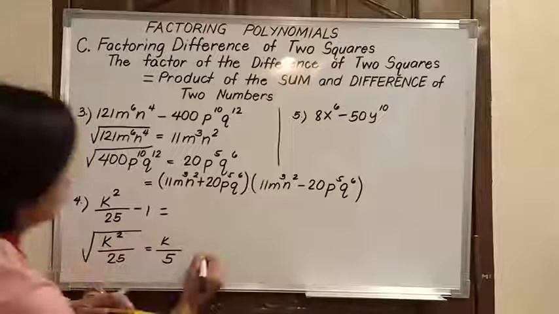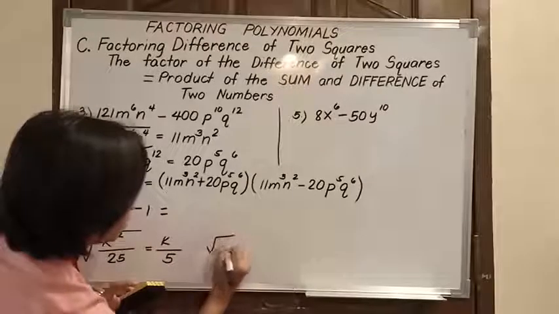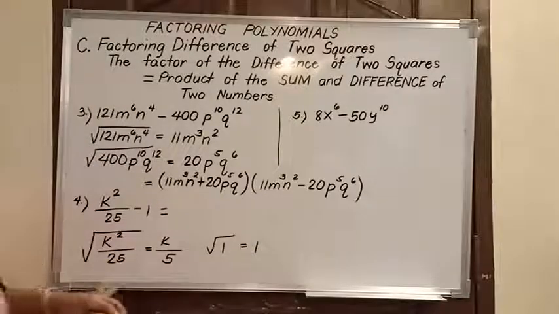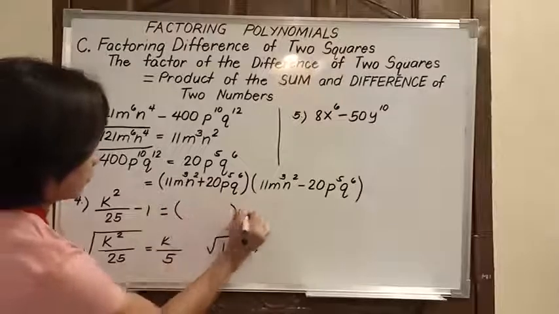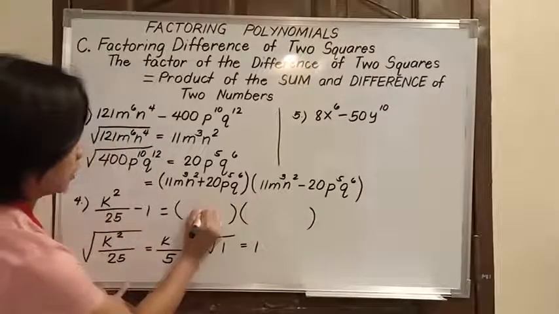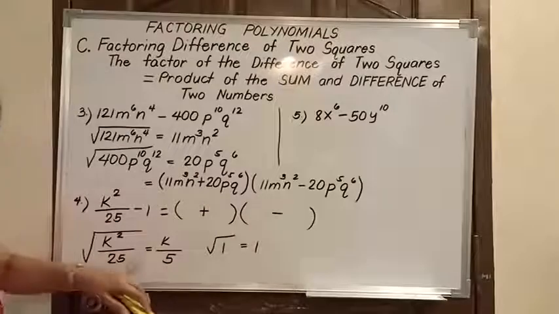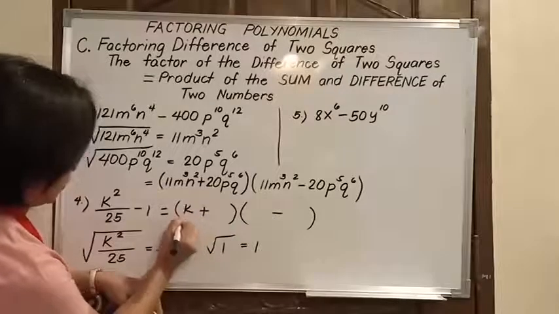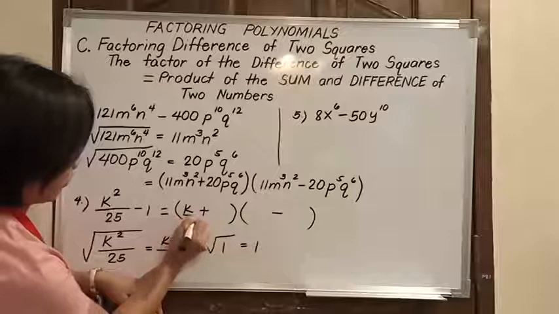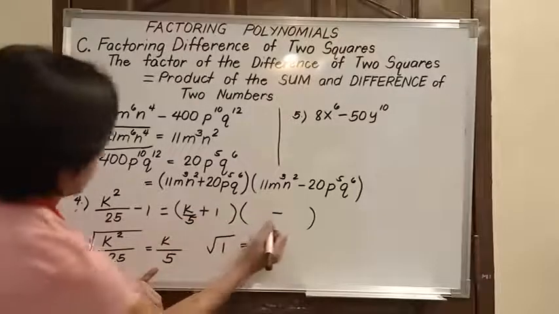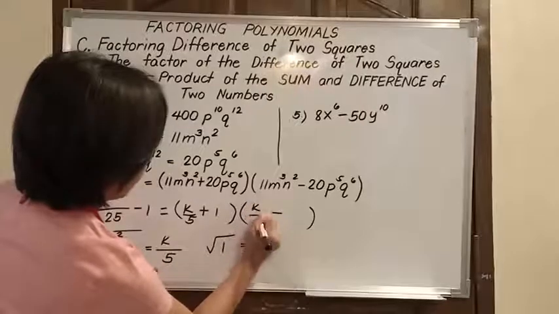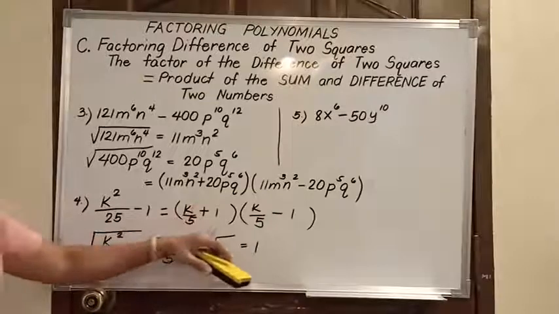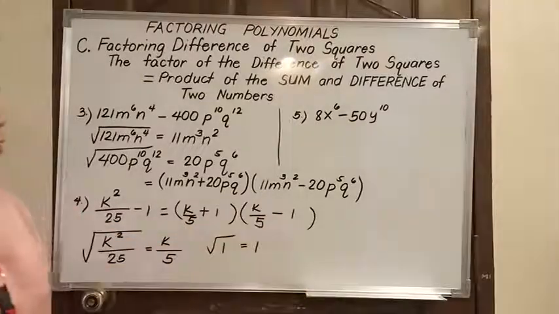How about 1? 1 is a perfect square, and the square root of 1 is also 1. Therefore, what are the factors? Again, the factor should be the sum and difference. So, the first square root is k over 5. The sum of k over 5 and 1. And the second should be the difference of k over 5 and 1. So these are the factors. K over 5 plus 1 times the quantity k over 5 minus 1.